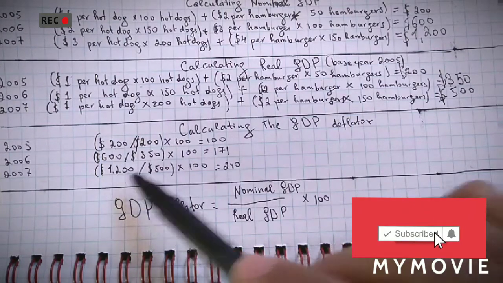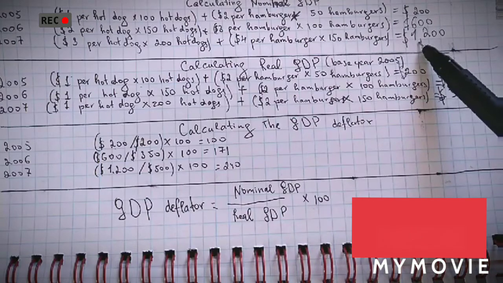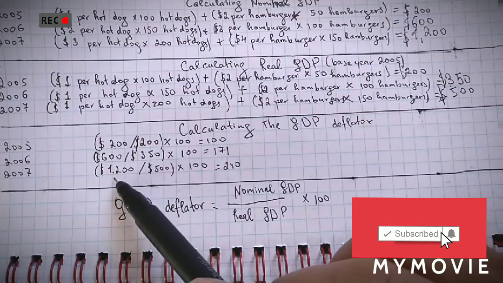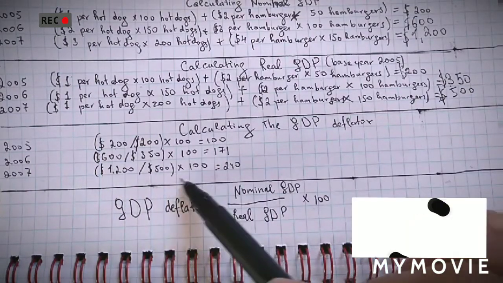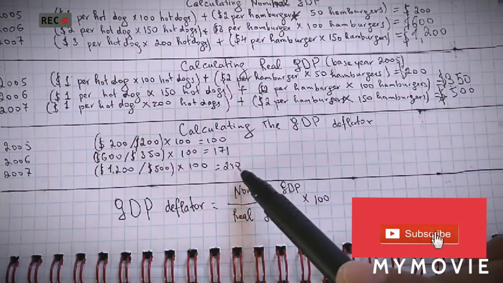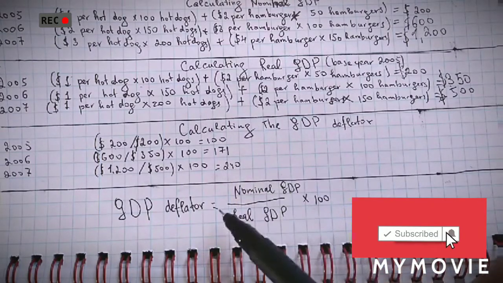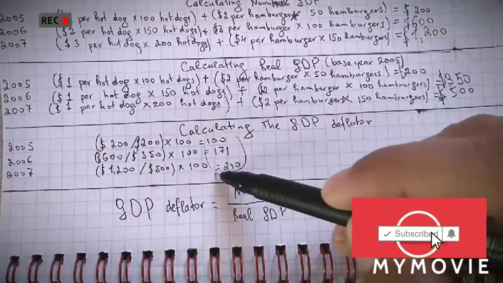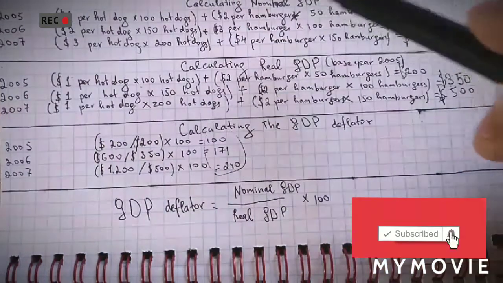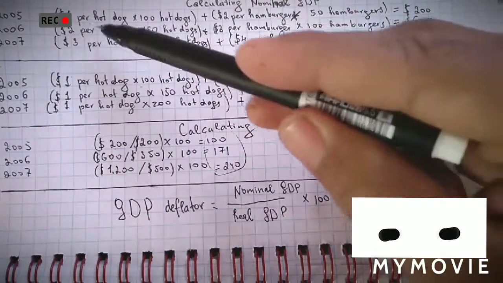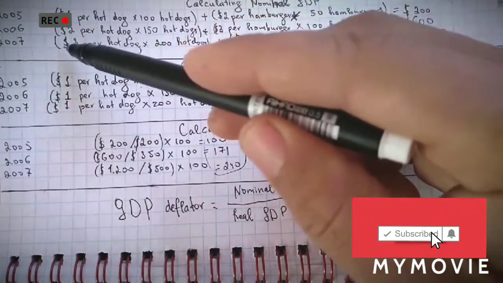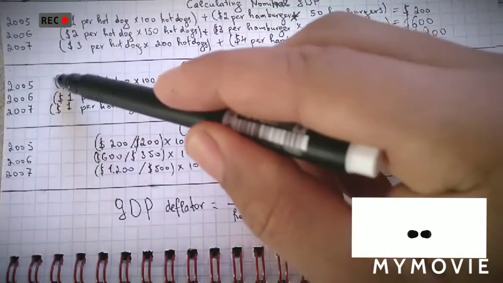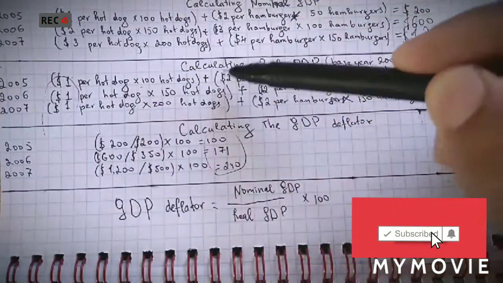For 2007, I'm sorry, as we have seen, $1,200 and $500, multiplied by 100, and the result is 240. Right? This is the GDP deflator. We have just calculated the price here. For the nominal GDP, we have seen that the price changes for each year, and for calculating the real GDP, we have seen that in this measurement the price is not changed, as you've seen.